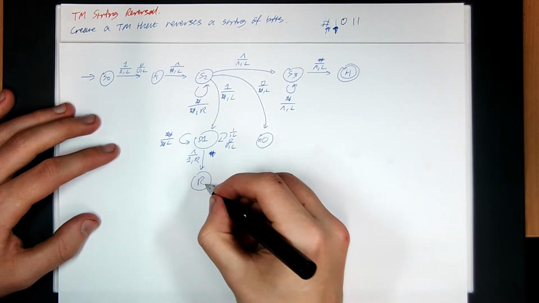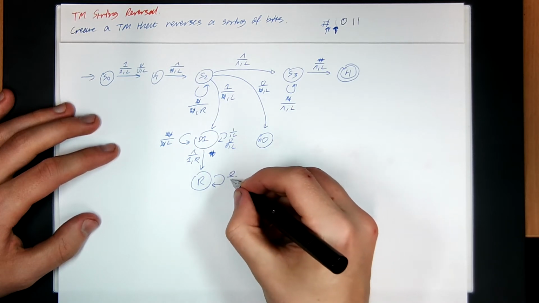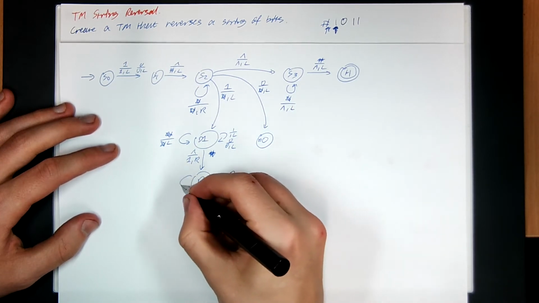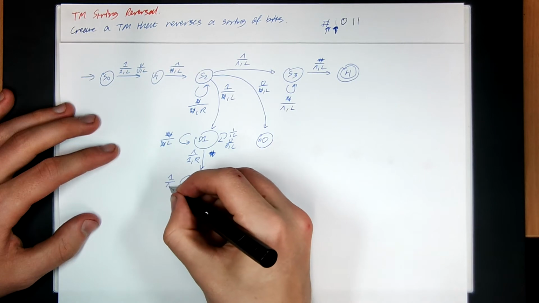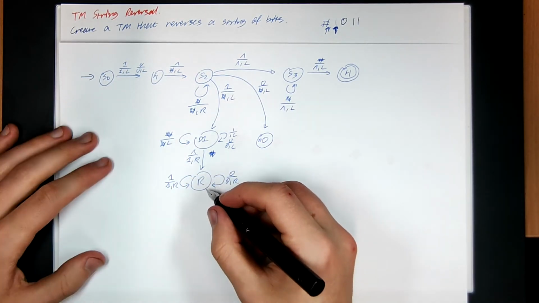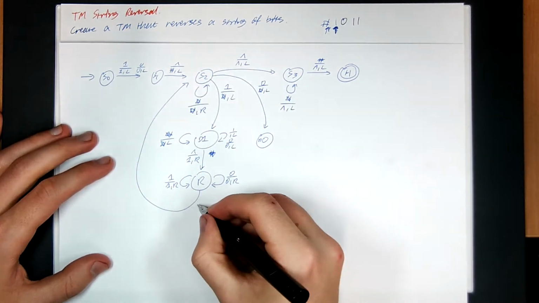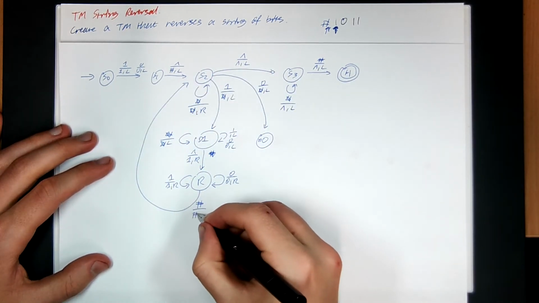So we'll call this state R for rewind. If I see zeros, zeros move right. If I see ones, ones move right. If I see a hash, leave the hash alone, and then go back to S2 and start all over again. See a hash, write a hash, move right.